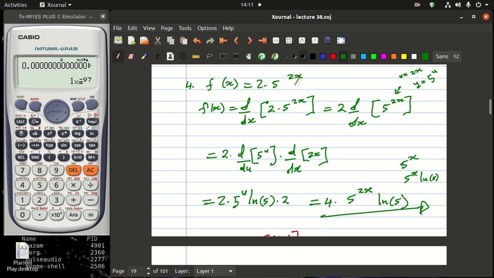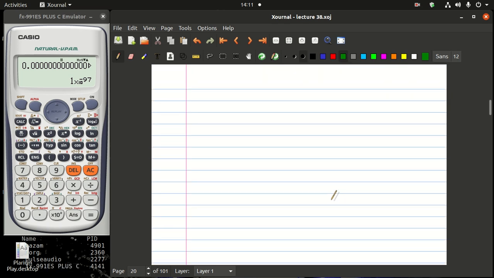The derivative of this is going to be the same thing, and then you multiply by ln of this constant, and then times the derivative of the exponent, which is just a 2. That is why we end up having a 4. Let's go to the next one.